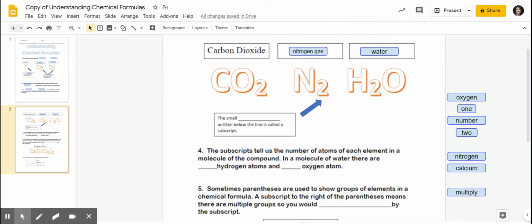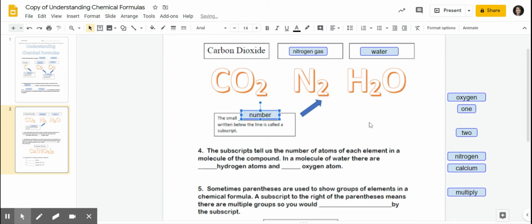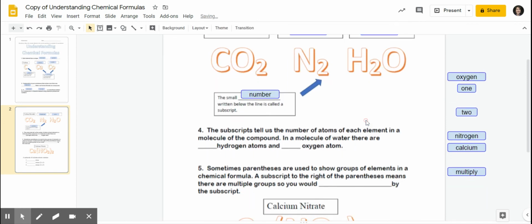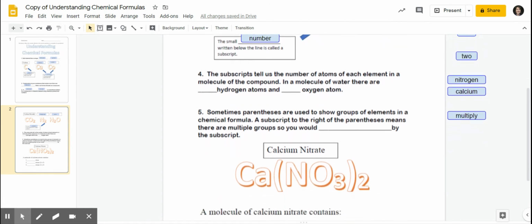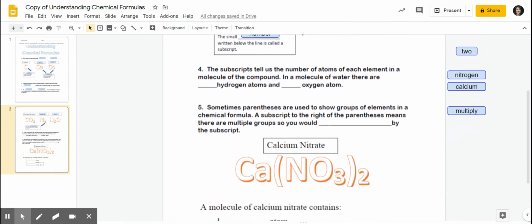Next, it says the small blank written below the line is called a subscript. So that would be number. The subscripts tell us the number of atoms of each element in a molecule of the compound. In a molecule of water, there are blank hydrogen atoms and blank oxygen atom.